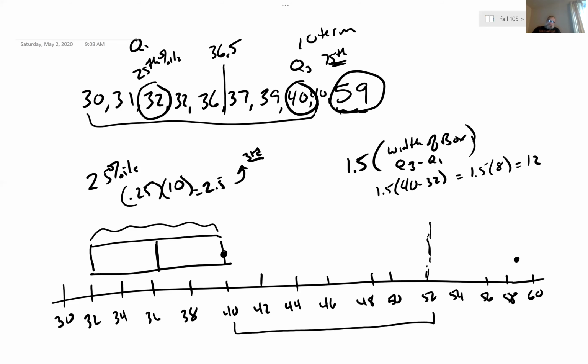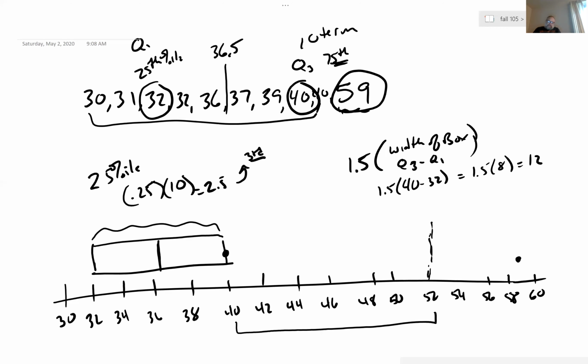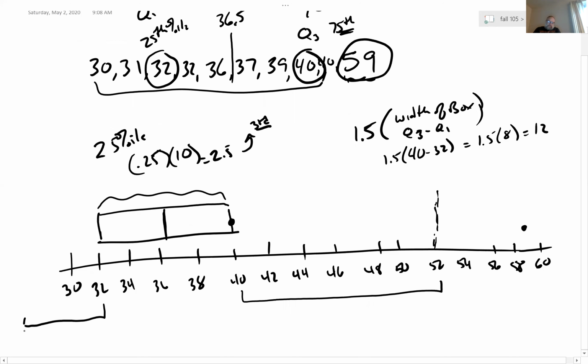Okay. On the other end of things, we're going to subtract 12. So if you subtract 12 from 32, it puts you at 20. Well, we don't have any that far down. We're just going to go to here. Okay. The fact that this guy over here is all by his lonesome, that means this guy is an outlier.